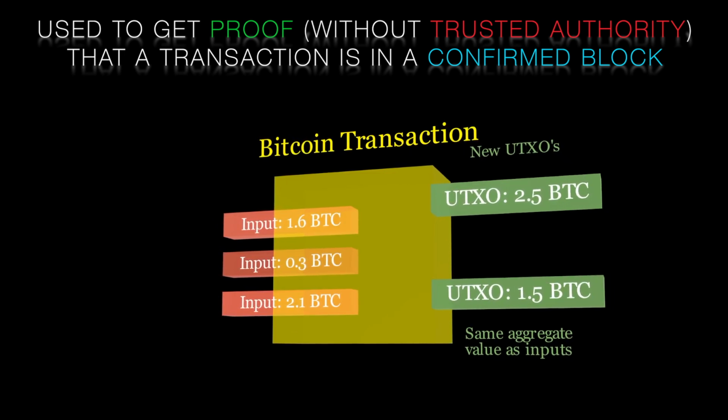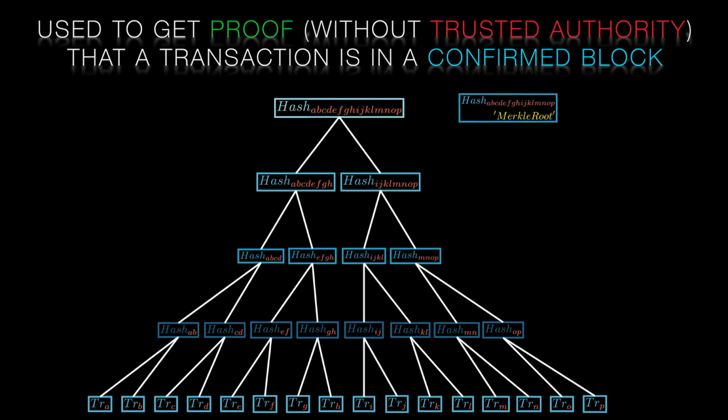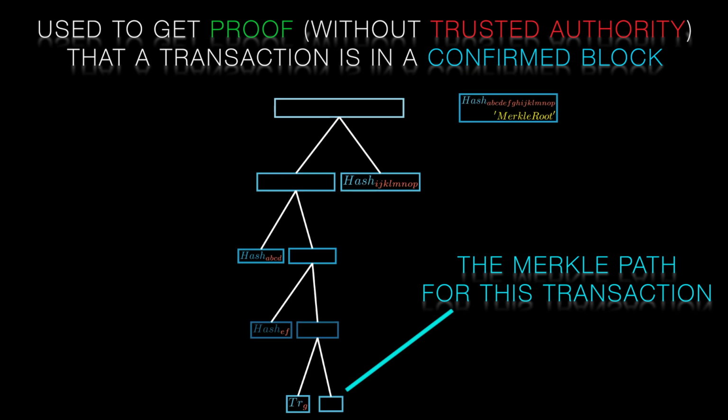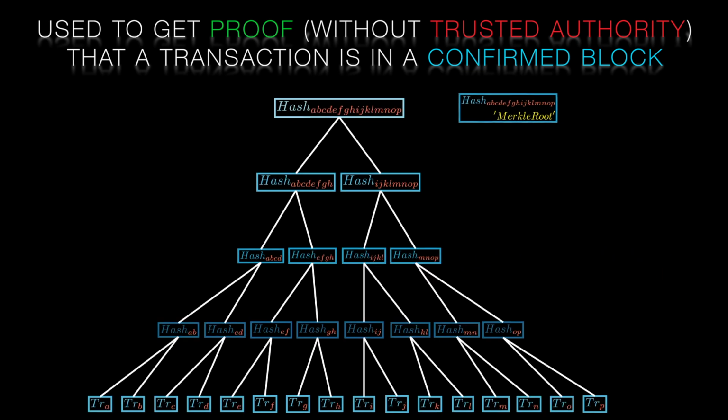transaction is in a block, you can request the Merkle path for that transaction. The Merkle path is the sequence of digests that this transaction was paired with in the Merkle tree. Once an SPV has received the Merkle path from a node, it can check for itself that the transaction is valid. In this case, we're interested in transaction H in this block.